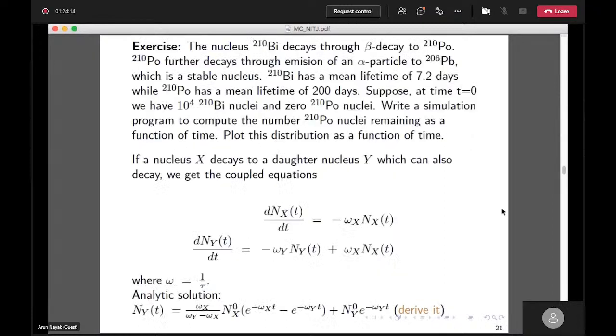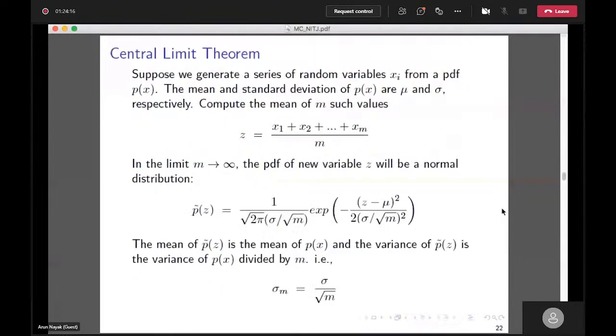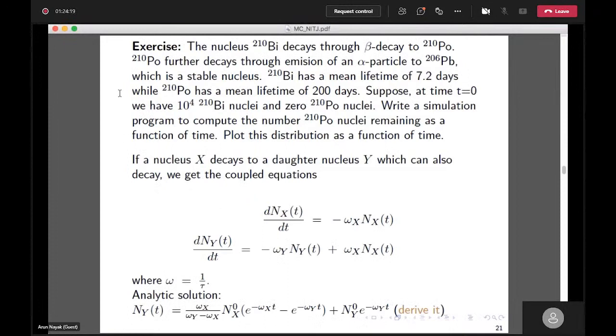Okay, so this is one of the exercises. There's another exercise you can do. This is for physics students. If any of you are from physics, suppose you have two nuclei. You have one nucleus, bismuth, which decays through a beta decay to polonium. Then that one also further decays through emission of an alpha particle to lead, which is then stable, so it further doesn't decay. So it is a two-body decay. So starting with, say, bismuth, you reach lead.